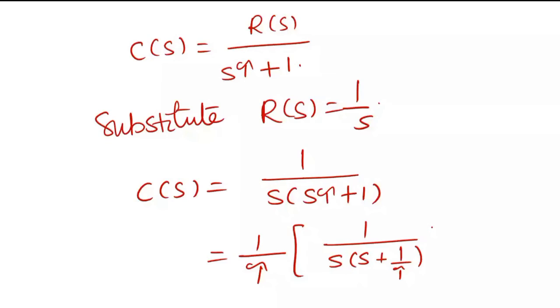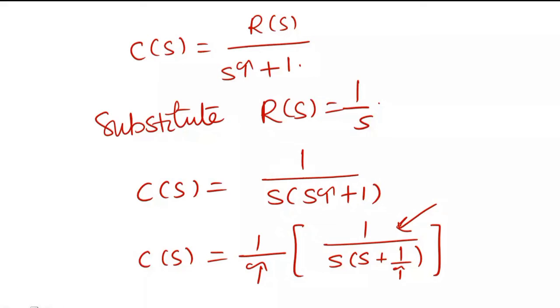So, this is the value of C of s. What is the partial here? If you look at the factor within the brackets, this factor is not in the standard form. So, this is to be divided into convenient fractions with the help of partial fraction expansion.